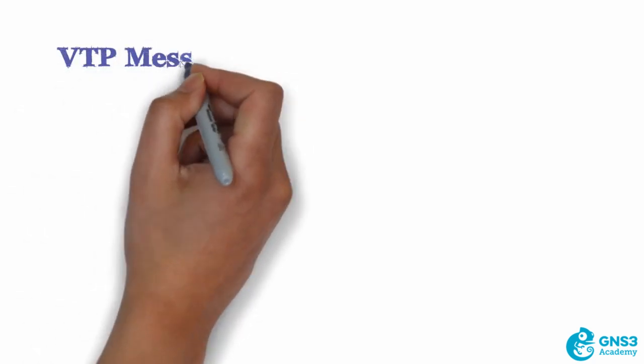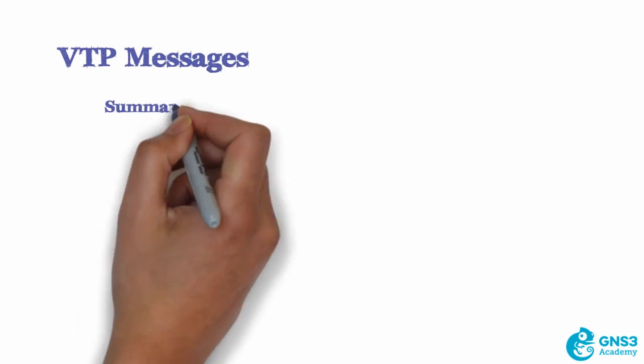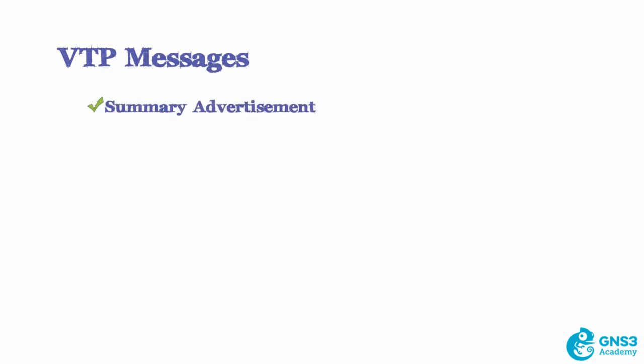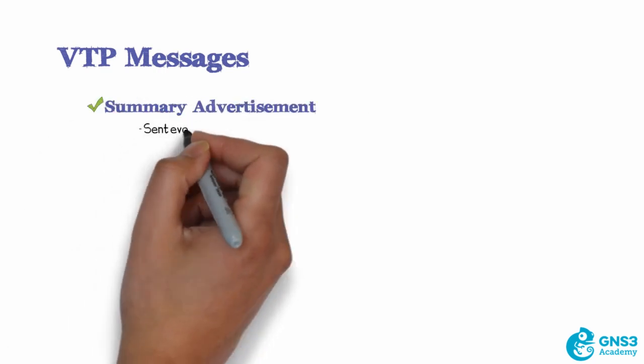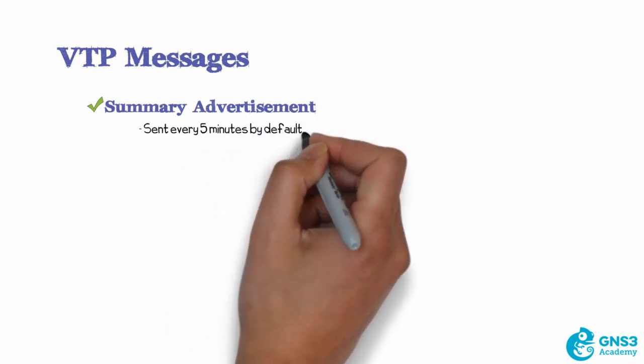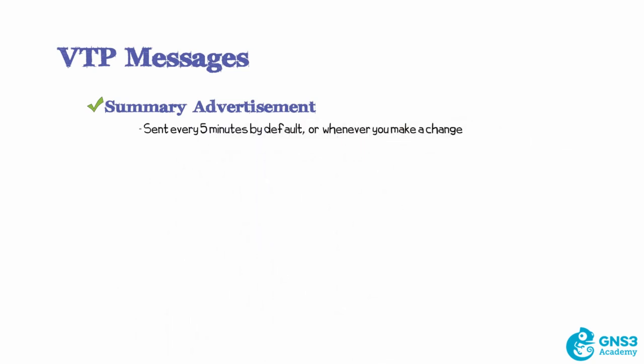So let's have a look at the VTP messages in more detail. The first message type is a summary advertisement. VTP summary advertisements are sent every 5 minutes by default, or whenever you make a change. So whenever an administrator makes a change on a switch by, for instance, adding a new VLAN, a summary advertisement will be sent out using the well-known multicast address to all other switches in the VTP domain.